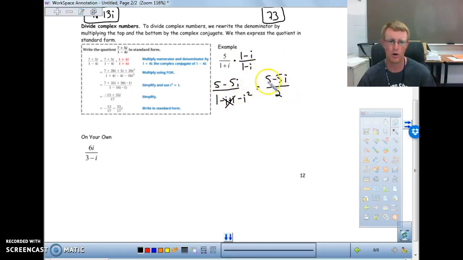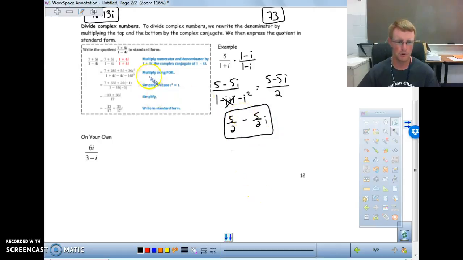And then what you also want to make sure you're doing is simplifying or breaking this up into a real part and an imaginary part. And that's what our answer ends up being. Okay, once again, try this one on your own. See how this goes. Hopefully it's going okay.